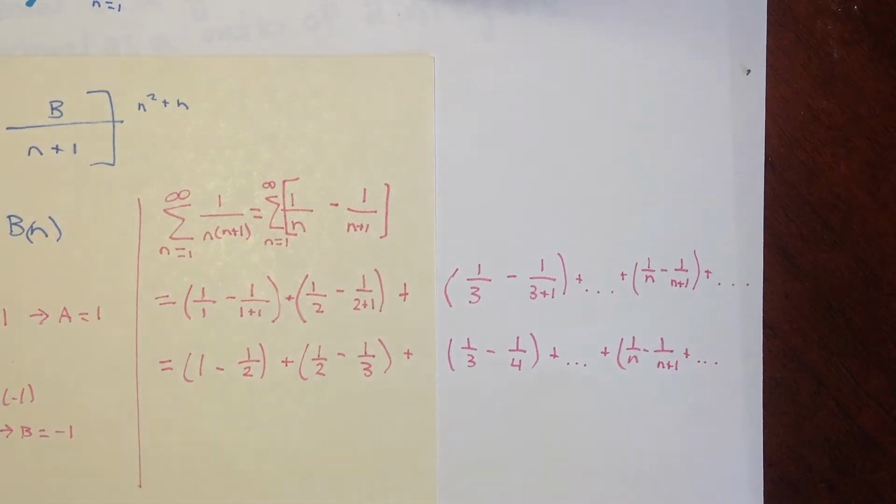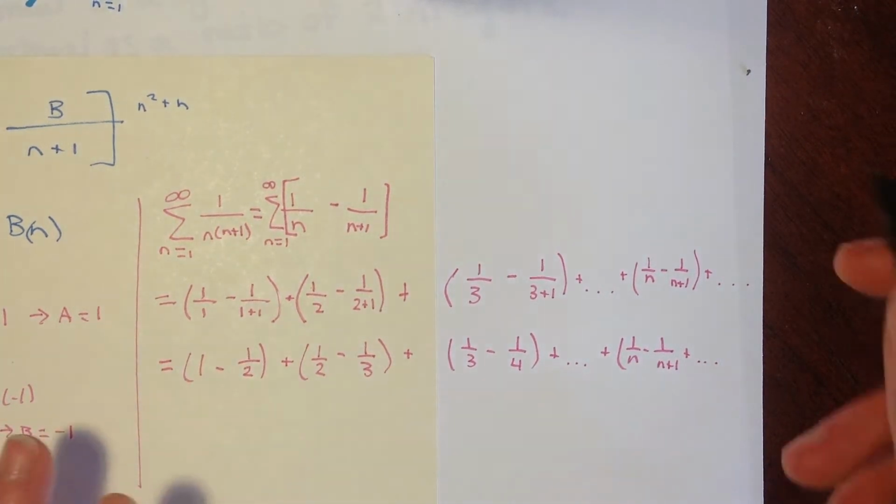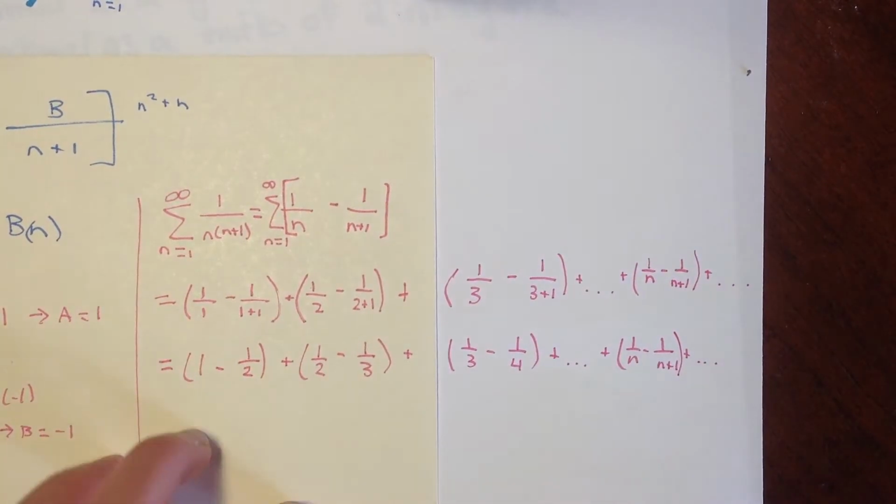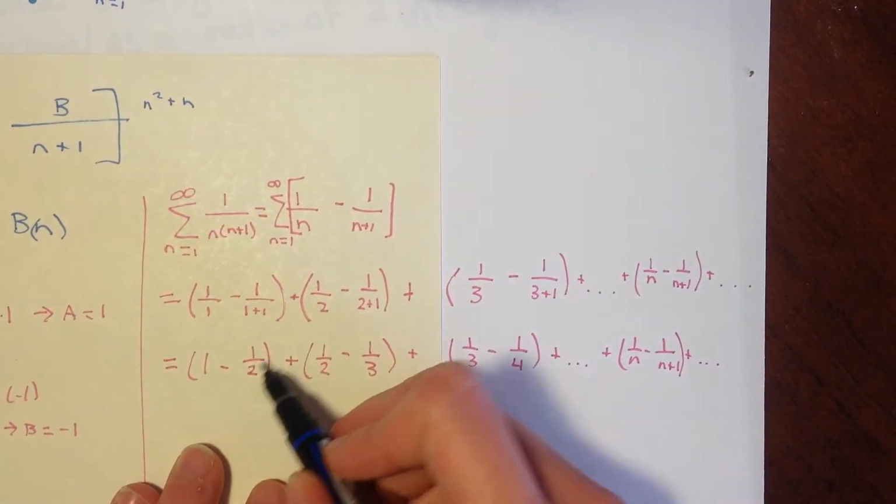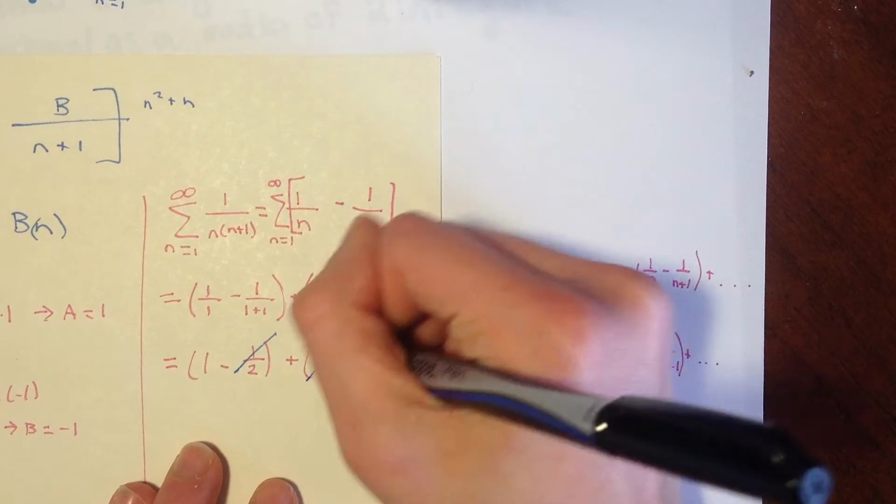So this is the second part of the video. I was just writing this out, and now I'm going to talk about how you're actually going to apply the telescoping series test. So really what's happening here is that I have some terms canceling. I have this negative 1/2 that is going to cancel with my positive 1/2.